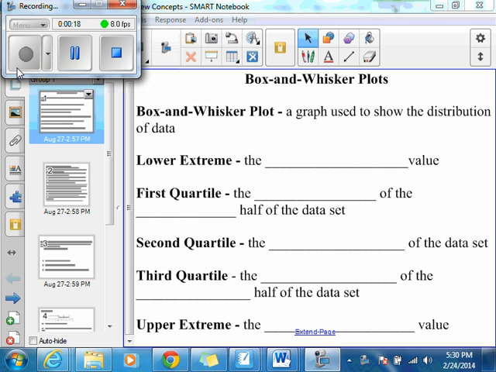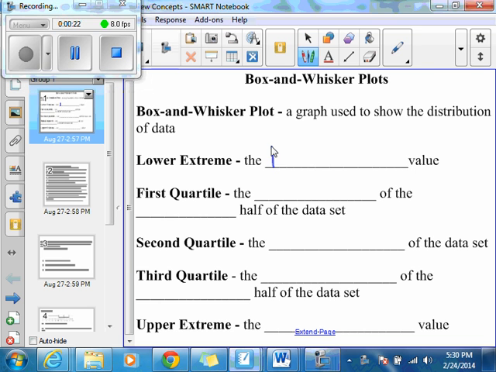Okay, a box and whisker plot just shows how data is spread apart. The lower extreme is just the lowest value of my data set. That makes my upper extreme the highest value of my data set.